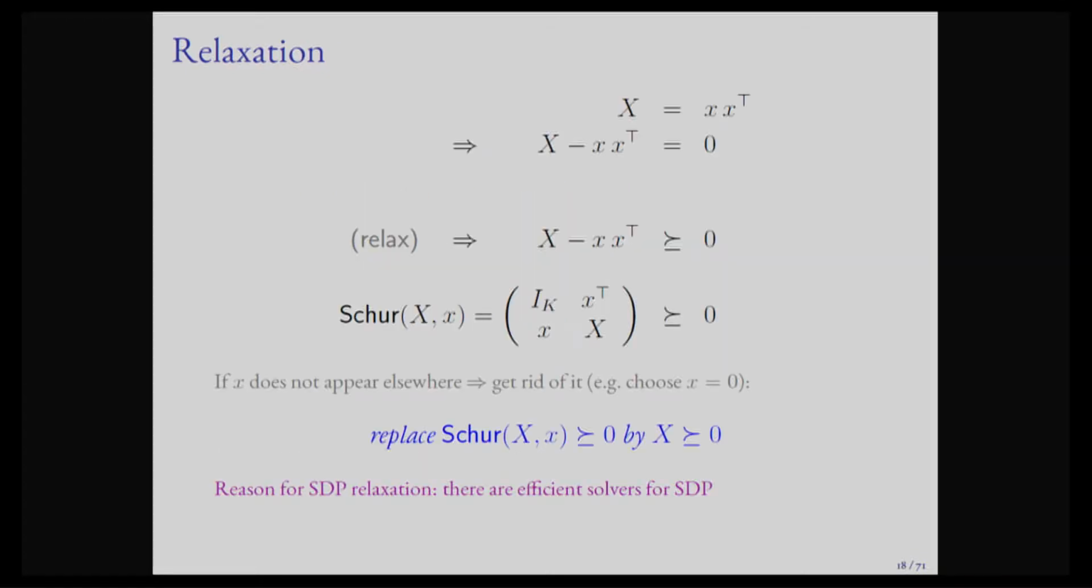So instead of writing this, I can also write the fact that X minus xx transpose is the zero matrix. It's equivalent, okay? And instead of writing this, I can relax it by saying that X minus xx transpose has all of its eigenvalues non-negative. This is a heck of a reformulation. It relaxes a lot, okay? So instead of requiring all of the eigenvalues of this matrix to be zero, I'm requiring them just to be non-negative. So there's a lot that is lost.